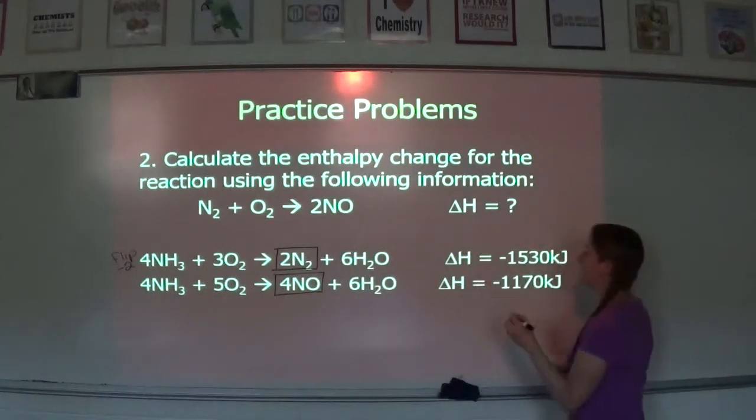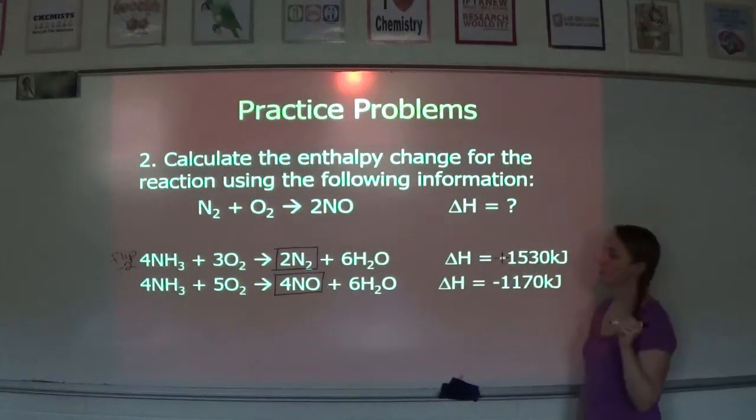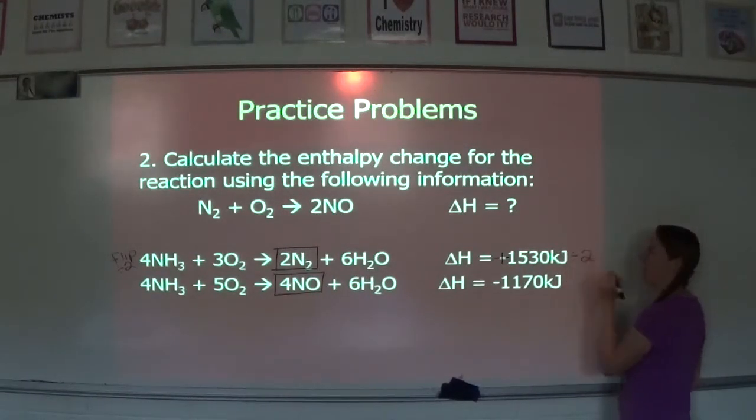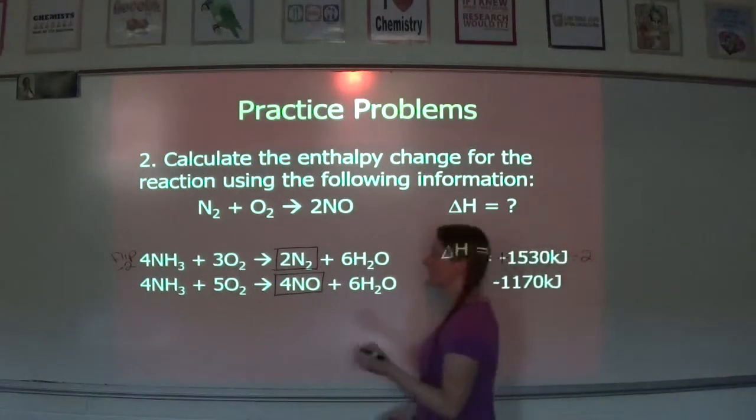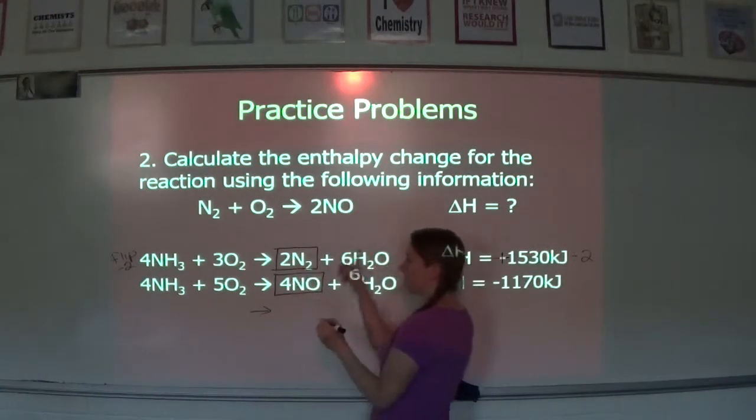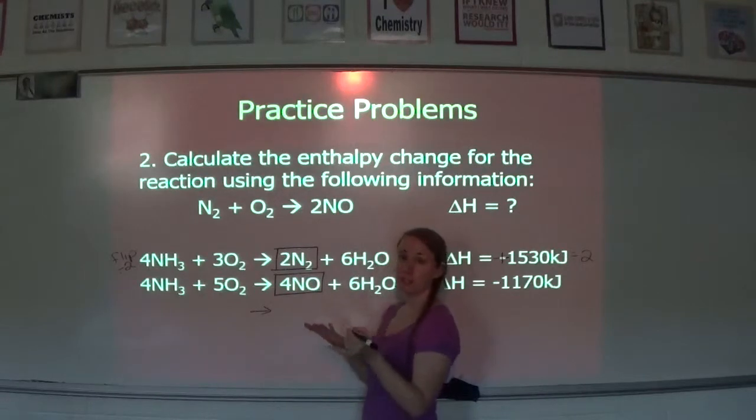If I flip it, I change the sign, so my negative is going to become positive. If I divide the reaction by 2, I'm also going to divide delta H by 2. Alright, so let's look at what that's going to look like. I'm going to flip it by writing the products first, but I'm also going to divide by 2.